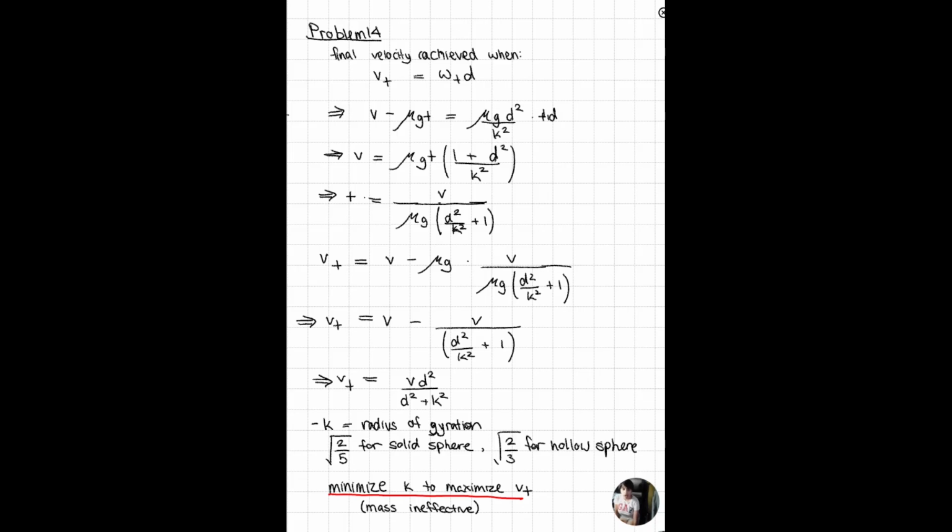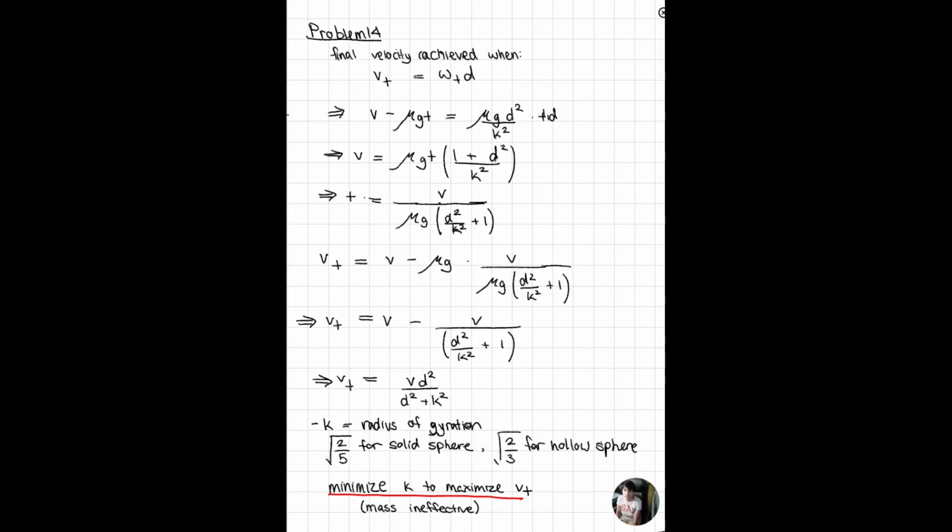If we plug this value t into the original expression for vt, we end up getting that vt equals vd squared over d squared plus k squared, again after a little bit of simplifying. But what is k? k is the radius of gyration. Now, I will include a proof for this in a different video. For this video, you just need to know that the radius of gyration for a solid sphere is square root of 2 over 5. Meanwhile, it's square root of 2 over 3 for a hollow sphere.